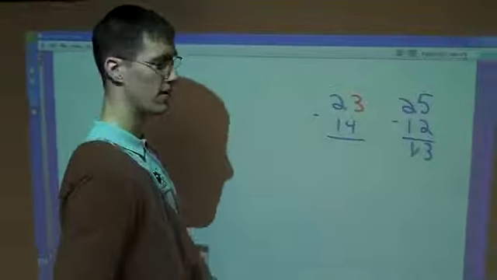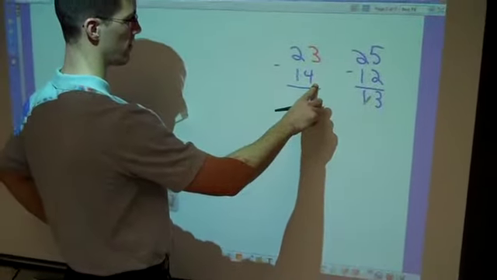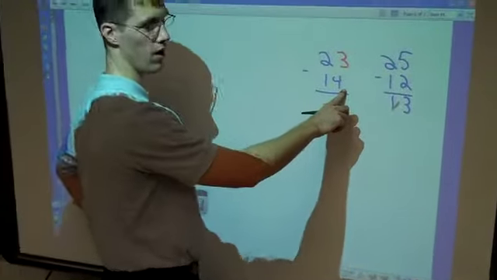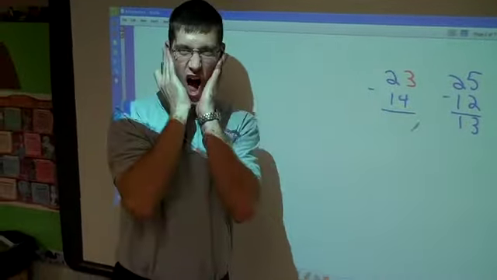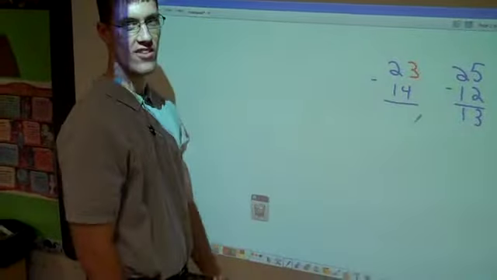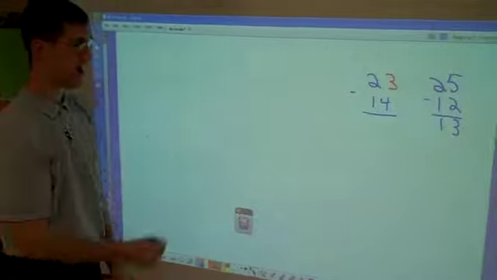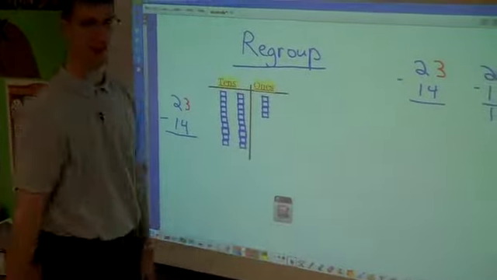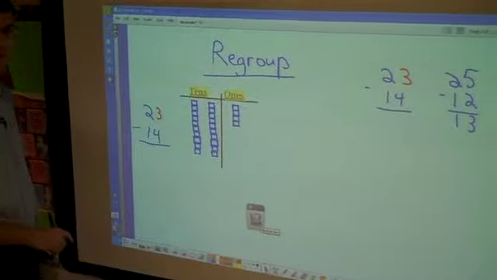Let me try another one. 23 minus 14. 3 minus 4 is... I don't know how to do that. This looks like a job for regrouping. Fortunately, I happen to have a problem set up just for you. Alright! Let's look at this a little bit more in detail.